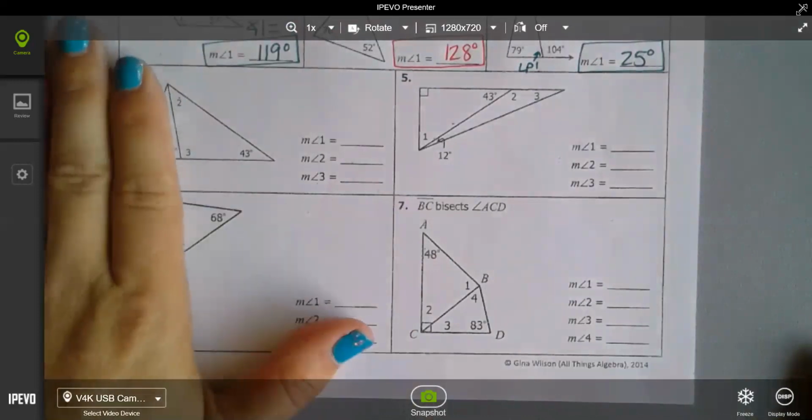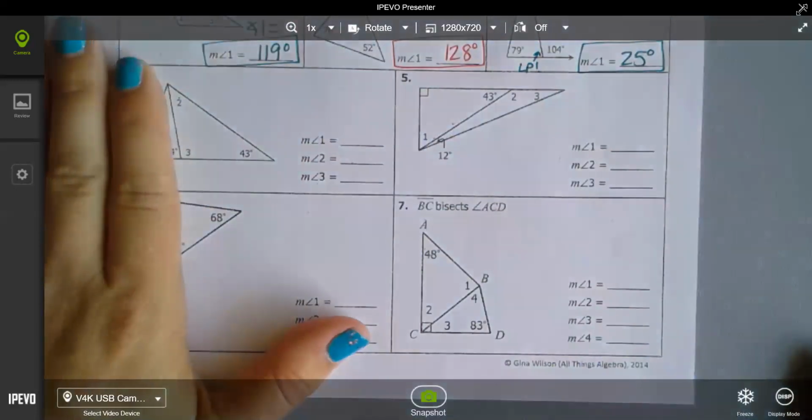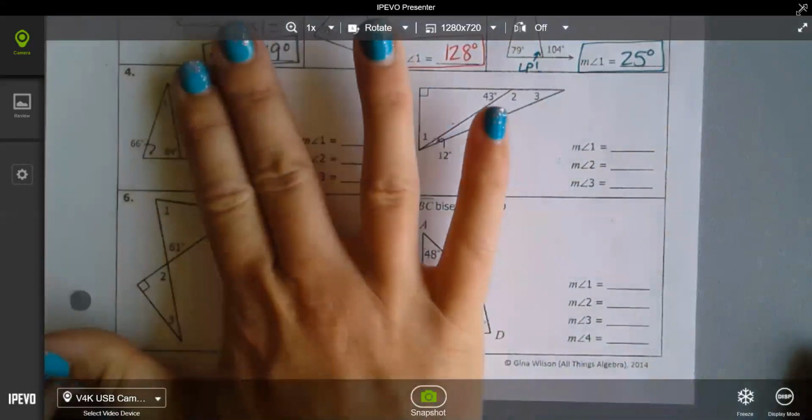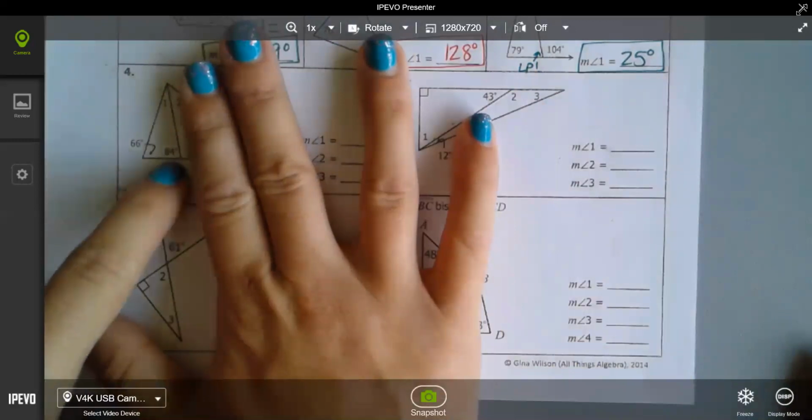For example, if I just tried to start with this triangle, do you see how I have 2 unknowns? That means that I can't figure anything out here. There's too many bits of information that are missing. I can't start with this triangle. But what if I start with this triangle? Well, I know that that one's 66 and that one's 84.